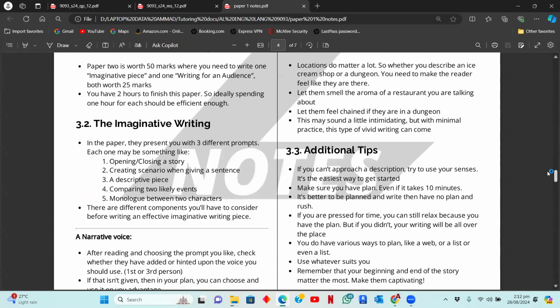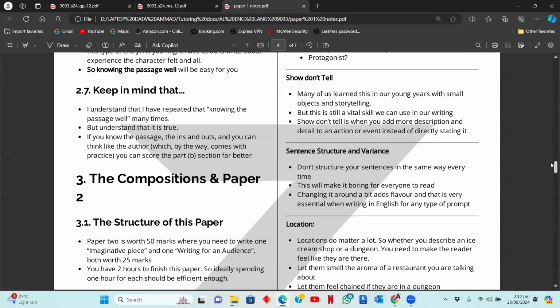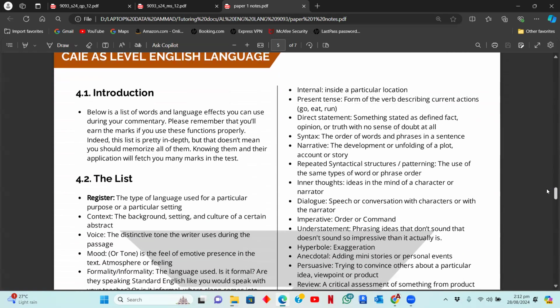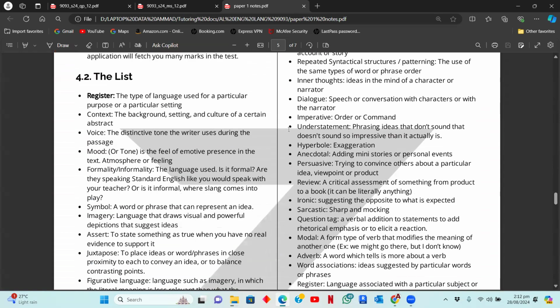Now, another important thing over here is, whenever you are commenting on style and language, it's very important for you to understand that there is this thing called register. Register is the type of language used for a particular purpose. For example, if you're writing an advertisement, you're going to be using words that help you achieve your purpose of convincing people. So that is the register. Every genre has a different register, and it obviously depends on the type of writing you are attempting.